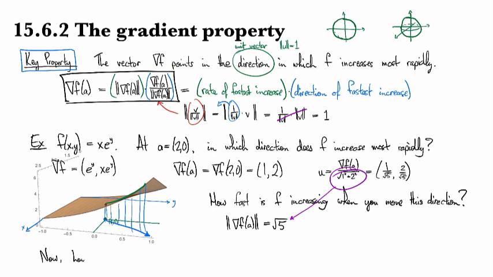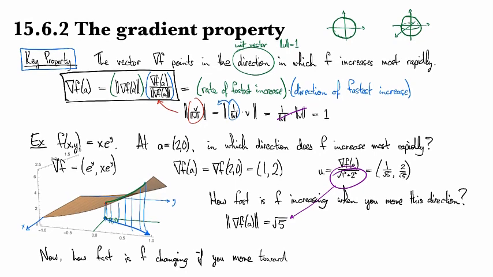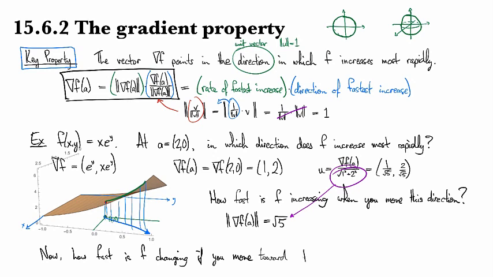Okay, so now how fast is f changing if you move towards the point (1/2, 2), instead of going in this direction that we just found? Okay, that's a question we don't know how to answer yet. In order to understand how fast the function's changing as we move in some other direction, we need what's called the directional derivative, and that's the subject of the next clip.